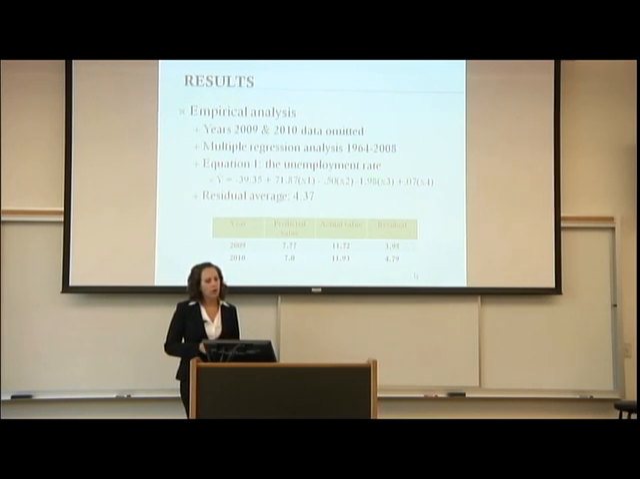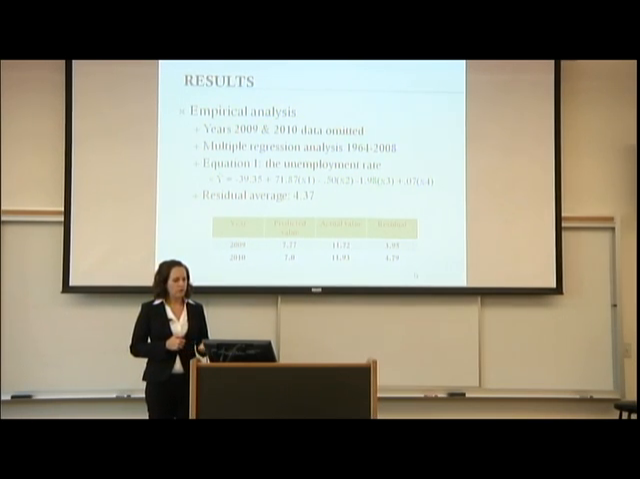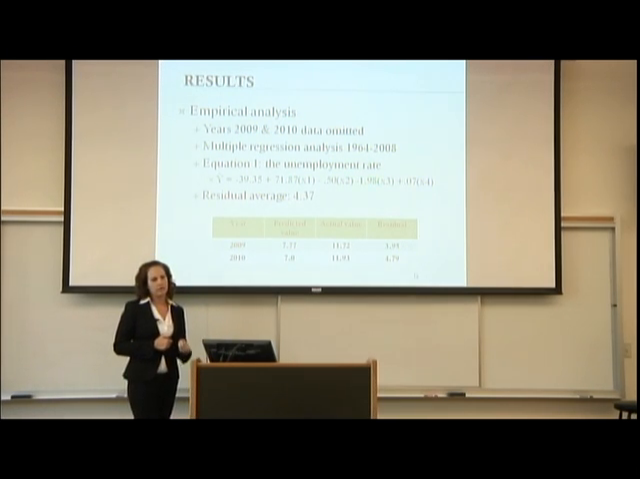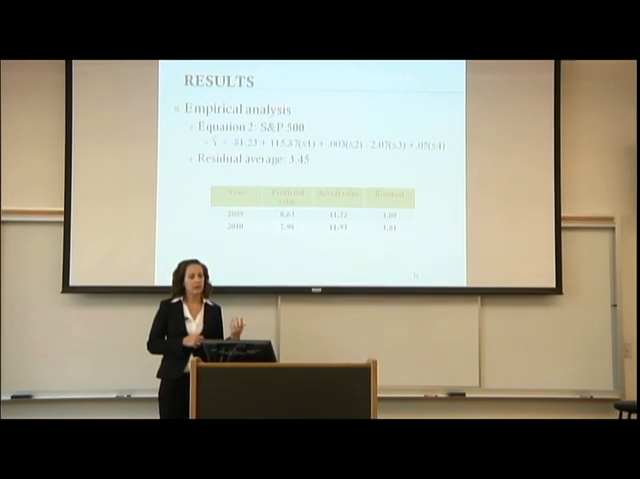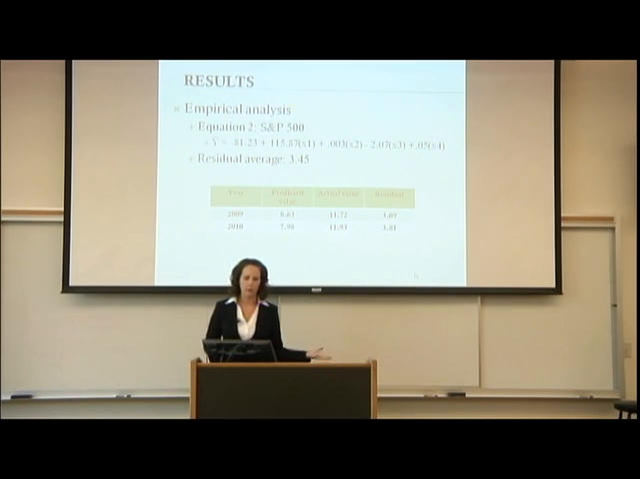So for this equation 1 with the unemployment rate, 7.77 in 2009, 7.0 in 2010. And the actual values. So the residual average was 4.37. I wanted the lower number because it would be a better equation. So my equation 2, I did the same thing, and it was actually 3.45 as the residual average. So this was my winning equation, which I had thought it was the unemployment.